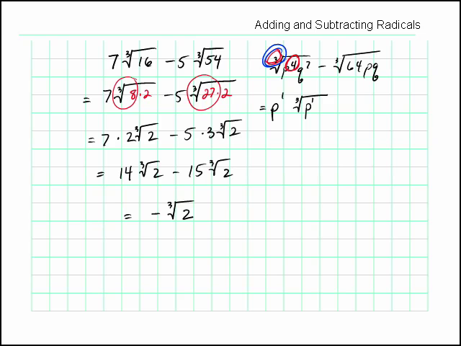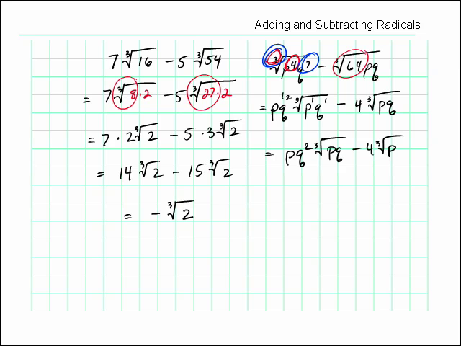3 goes into 7 2 times. So that means I'm going to have a q squared on the outside with a remainder of 1, and so there's a q to the 1st inside. Minus the cube root of 64, that's a perfect cube, that's 4. So this is 4 cube root pq. So in other words, we get pq squared cube root pq minus 4 cube root pq.